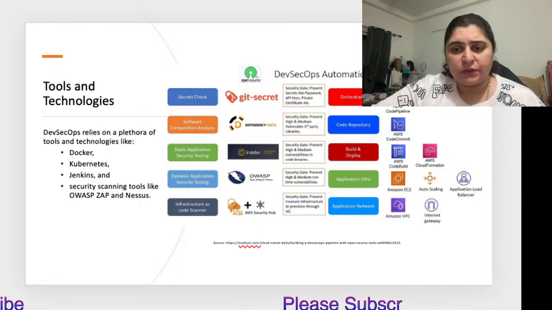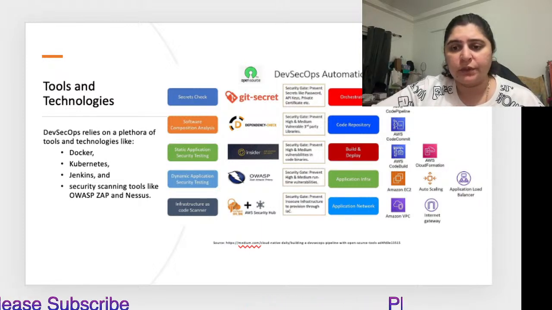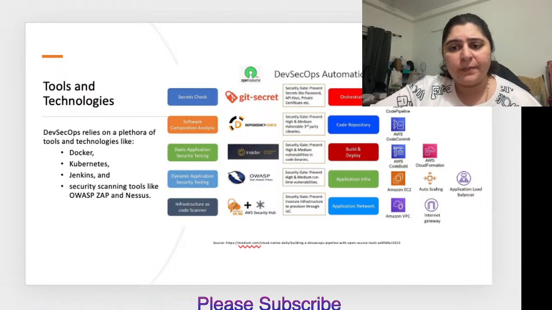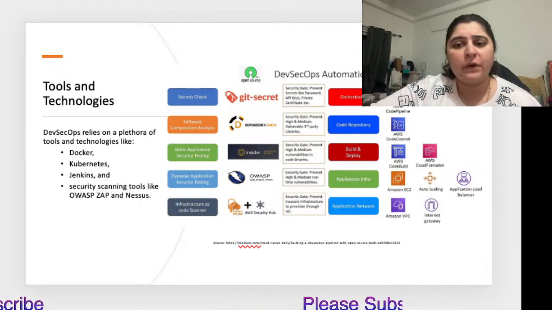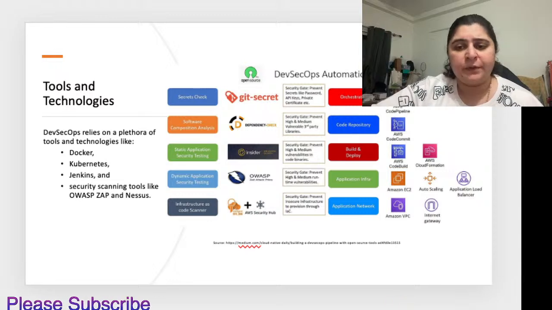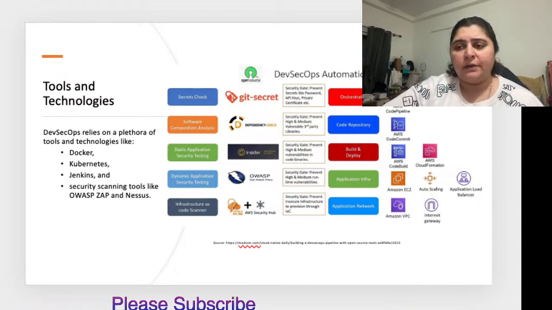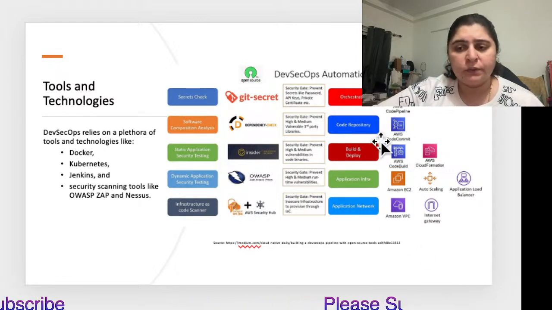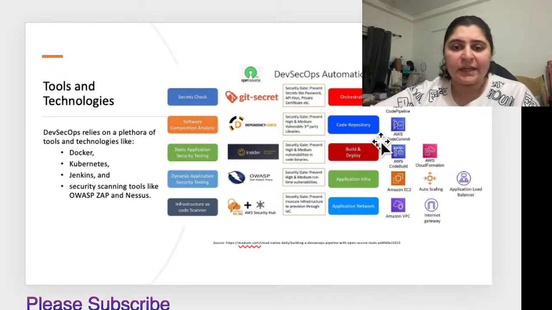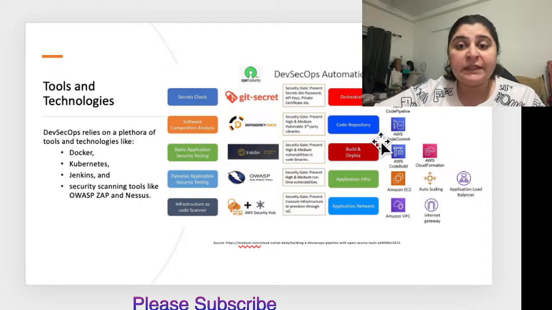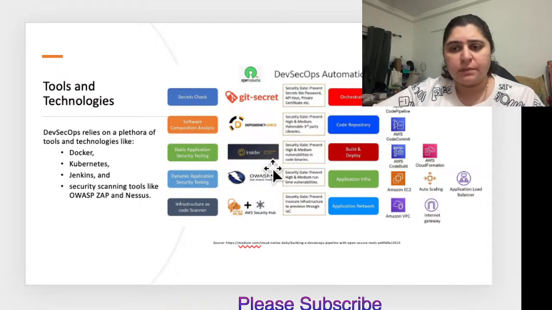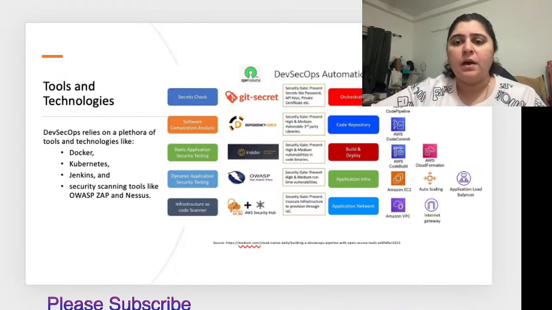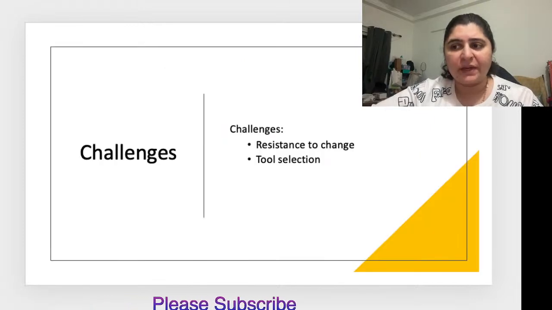Coming to various tools and technologies that are part of the overall life cycle. So, DevSecOps basically relies on a number of tools and technologies. For example, Docker, Kubernetes, Jenkins, and some of these tools I have listed over here that are very crucial and very critical and can be easily integrated into the DevSecOps cycle. So please take a look, and if there is any doubt or you want me to make any focused video, please let me know.